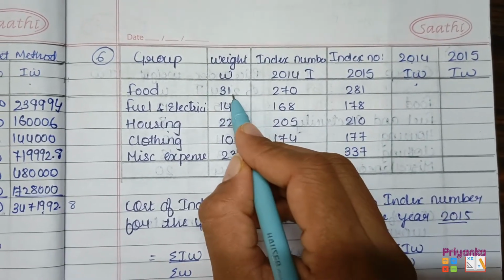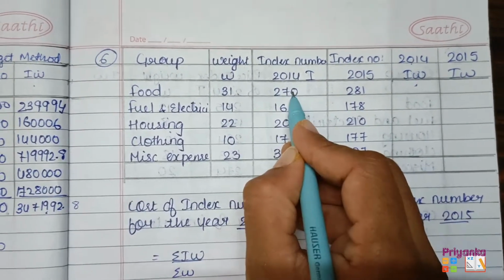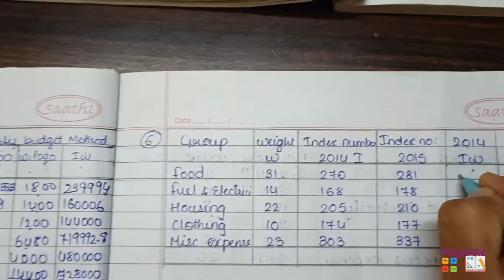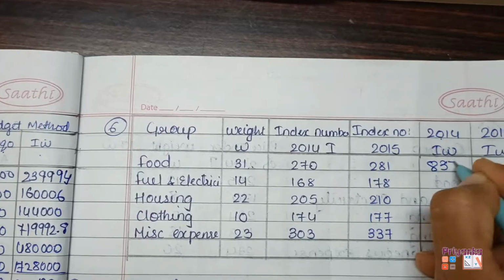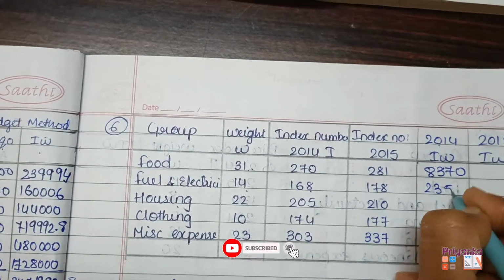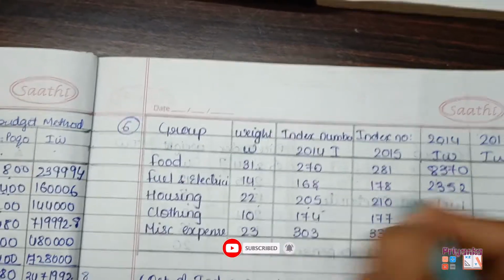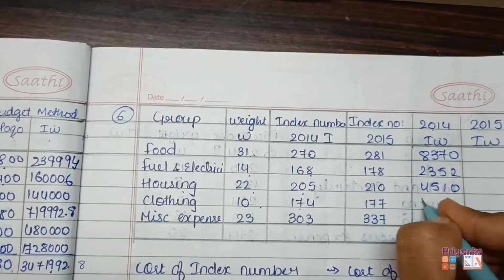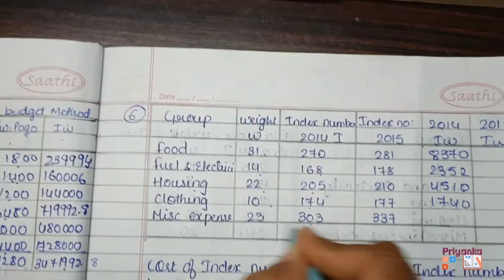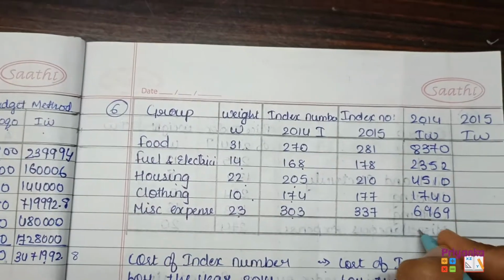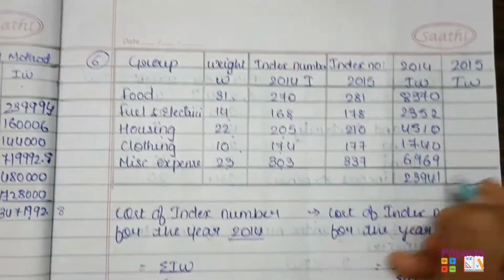The first one will be got by 31 multiplied by 270. Here we get 8370. Next, 14 multiplied by 168, that is 2352. 205 multiplied by 22, 4510. 174 multiplied by 10 will be 1740. 303 multiplied by 23, that will be 6969. So here we get 23941.